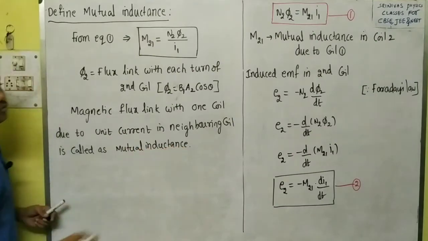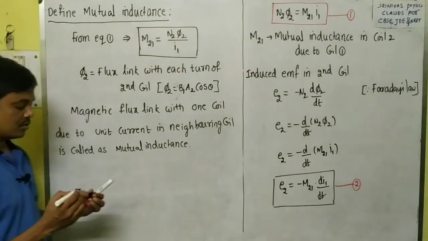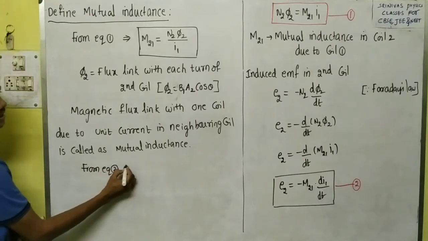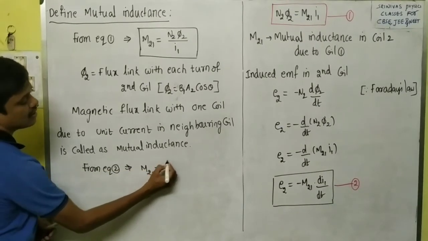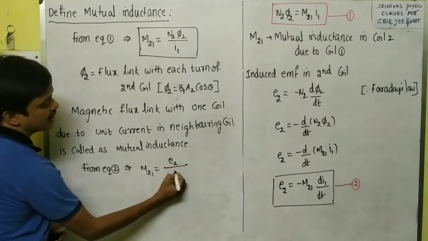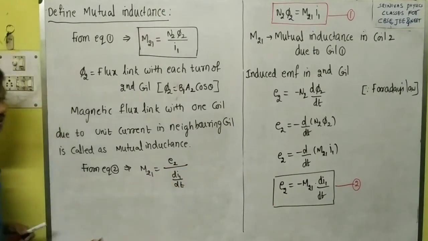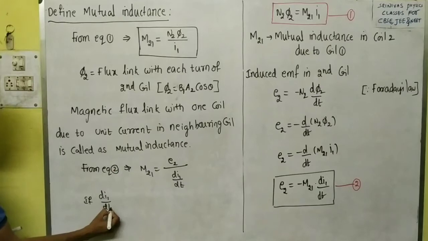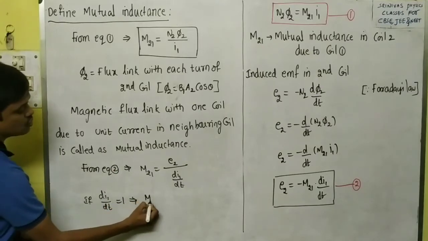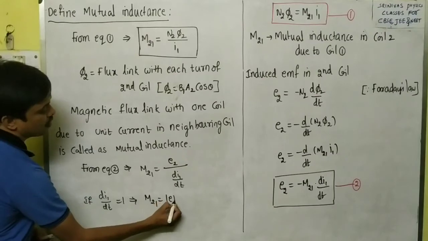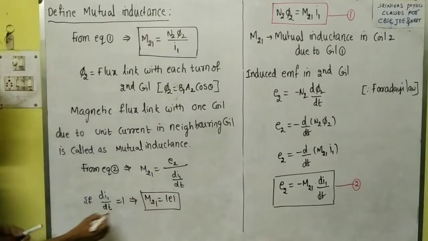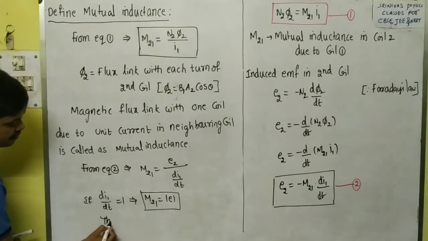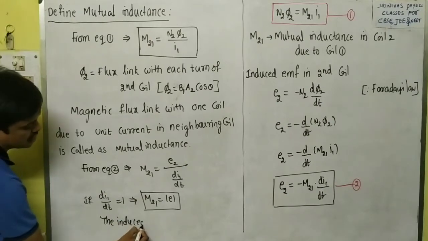We can also define it based on equation 2. From equation 2 we write the M21 formula as E2 by di1 by dt. If di1 by dt is 1, then M21 is equal to E, taking the magnitude only. So the mutual inductance equals the induced EMF when the rate of change is unity.